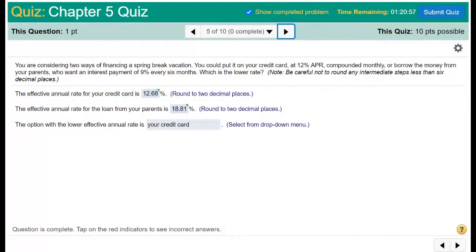The vacation, the same principle that we use on the first one, right? So it says right here at 12%. So 12 over 12, 0.12 divided by 12 plus 1 in the exponent of 12 equals 12.68. They're already giving me the 9%, right? So 1.09 squared minus 1 gives me this, 1881. So it's better for me to get the loan from the credit card than my parents.